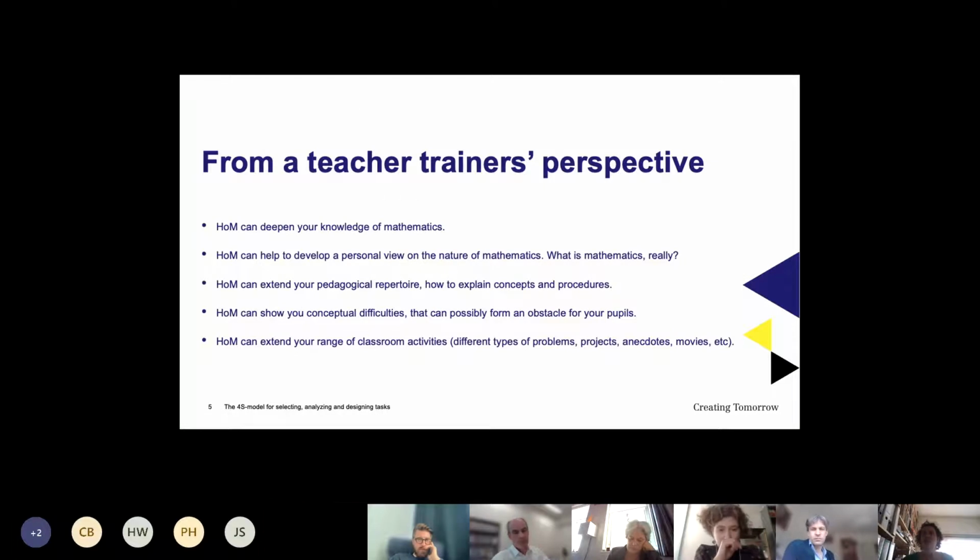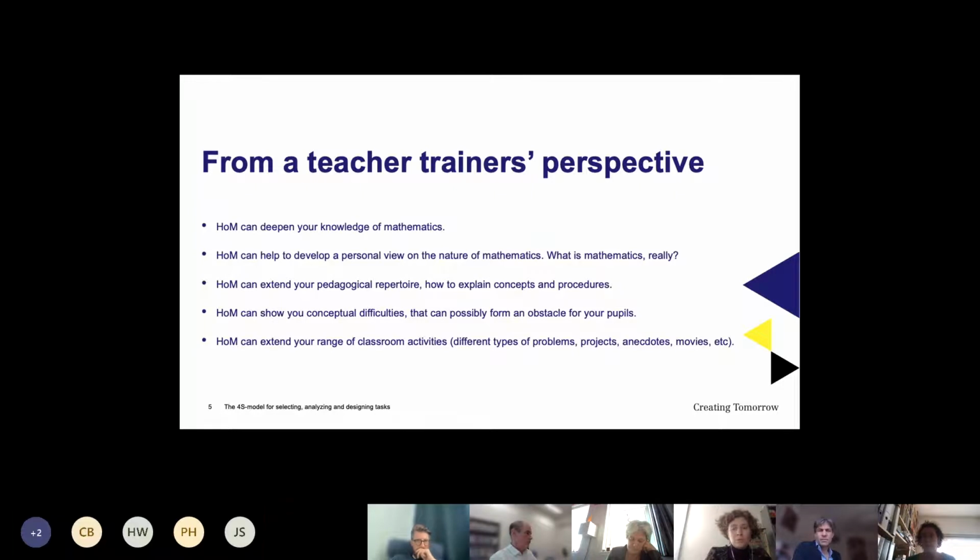As a teacher trainer, I think it's important to convince my students why they should know something about history of mathematics, and I expect a lot of the people that are here today will agree or could come up with similar reasons. But I think it's good to share some.